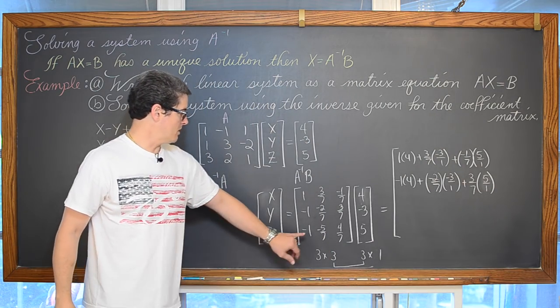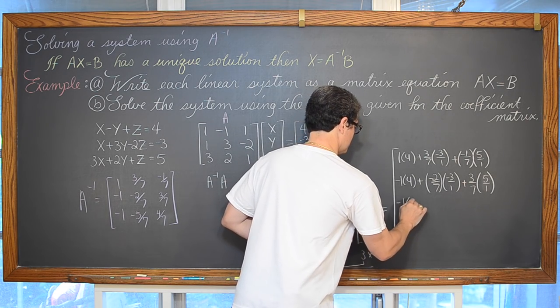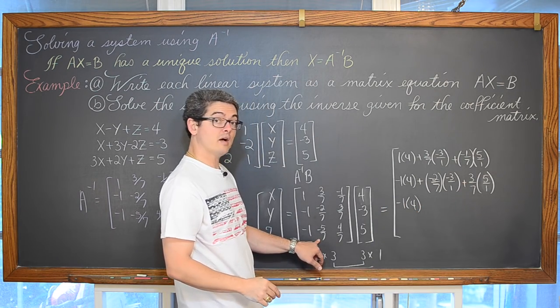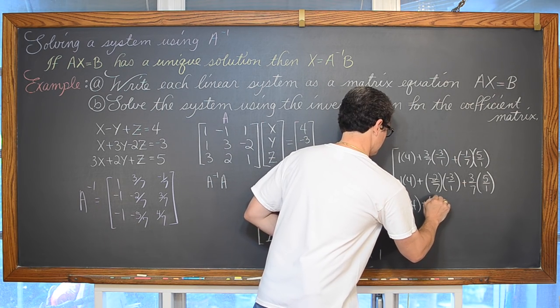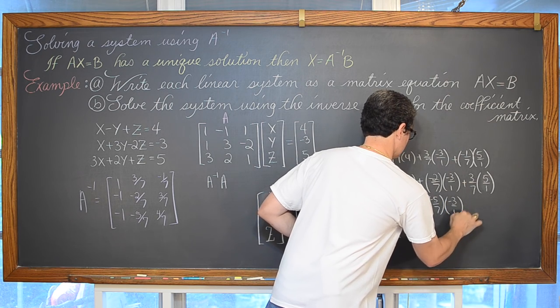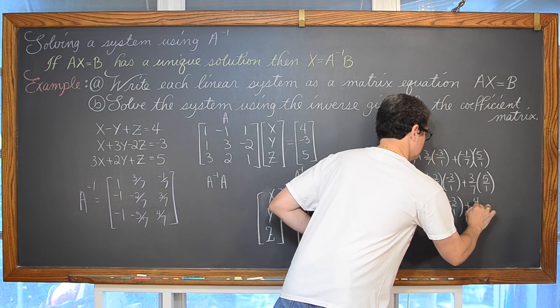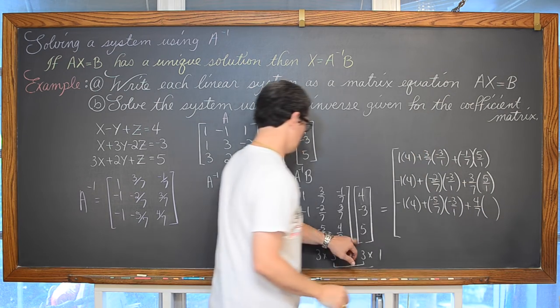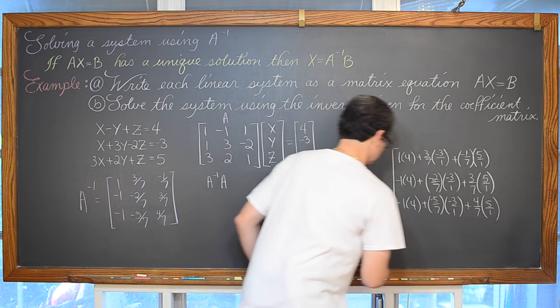And now our third row, we've got negative 1 times 4 again, and negative 5 over 7 times negative 3. Plus 4 over 7, and 5 over 1. Okay.